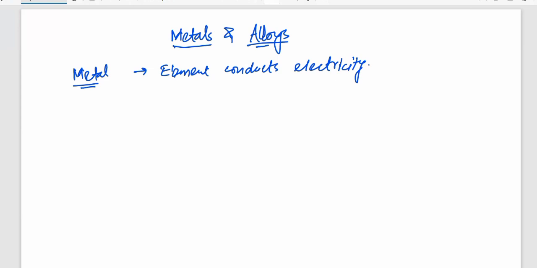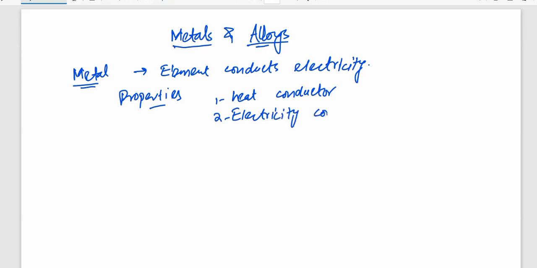It has some other properties, like it is a heat conductor. Secondly, it is an electricity conductor, which means it conducts electricity. It has a high melting and boiling point because of the metallic bond, and even high density.